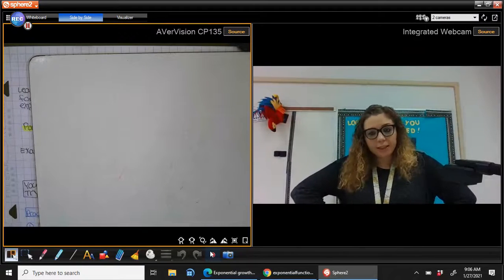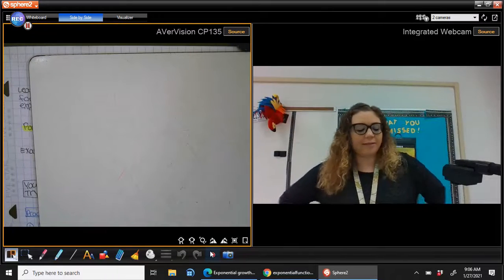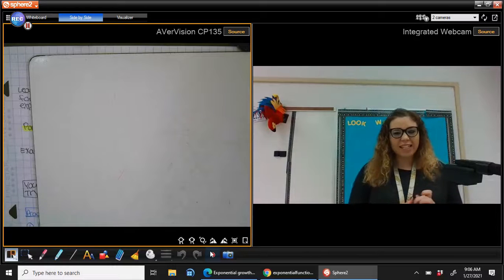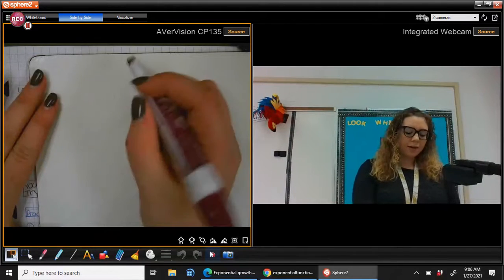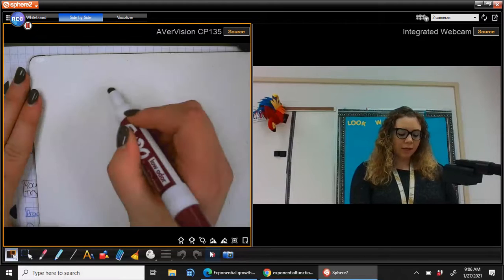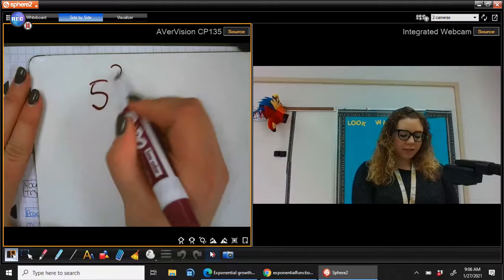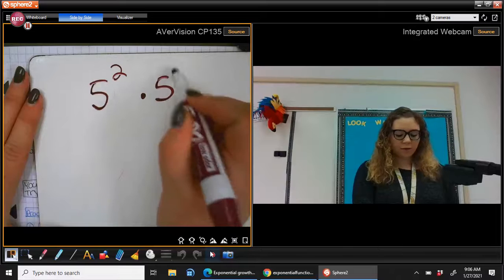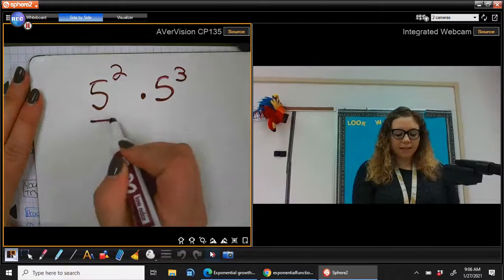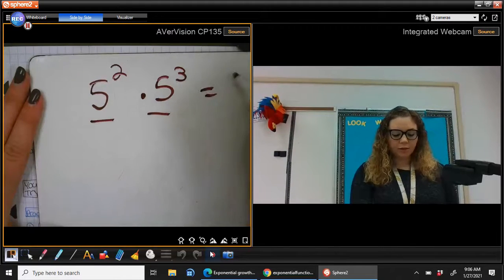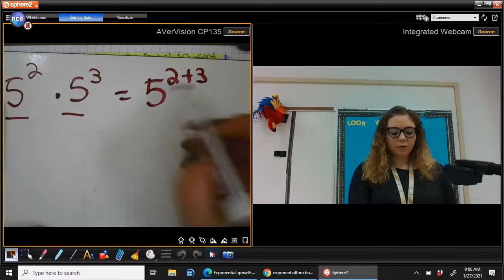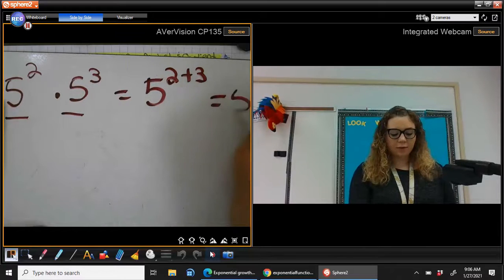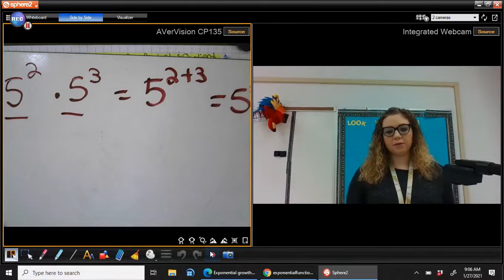Morning. So today we're going to continue talking about exponents. Okay, exponents are fun. So just for a review, last week we talked about if we had 5 to the second, 5 to the third, and if my bases are the same, then I'm going to add my exponents. So 2 plus 3 is 5, so it's going to be 5 to the fifth.